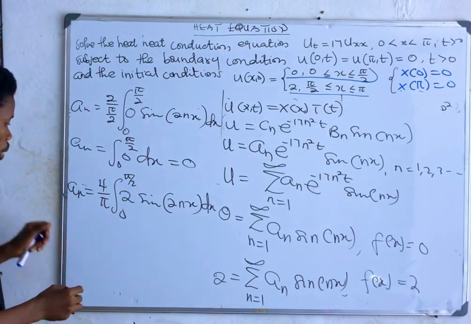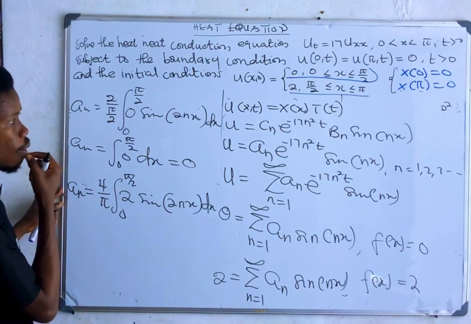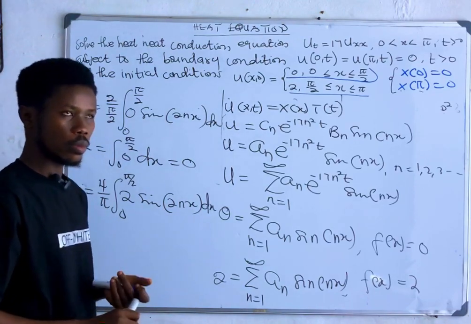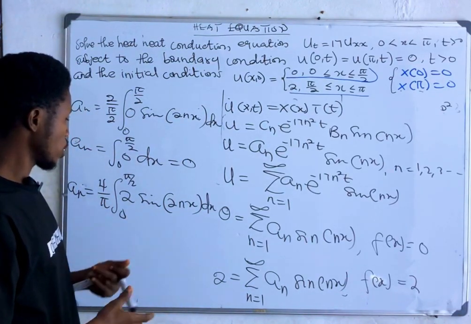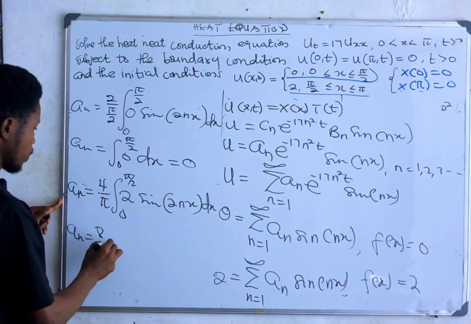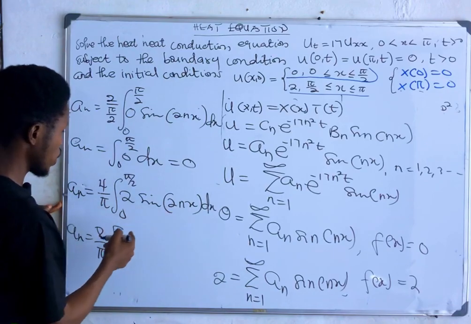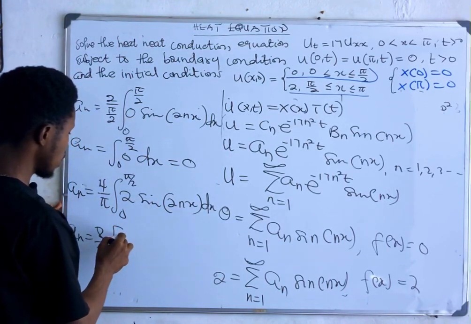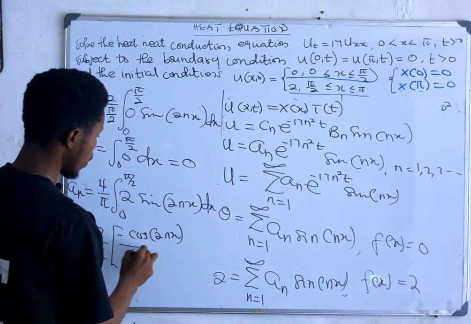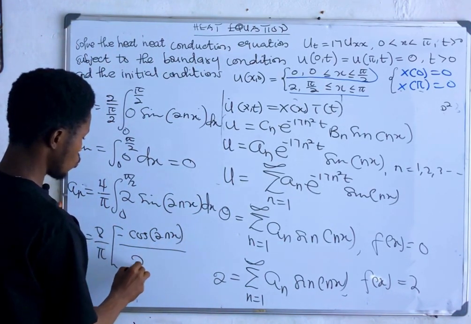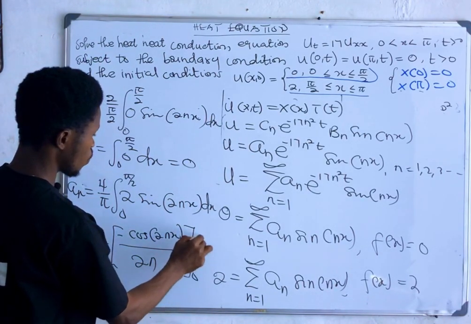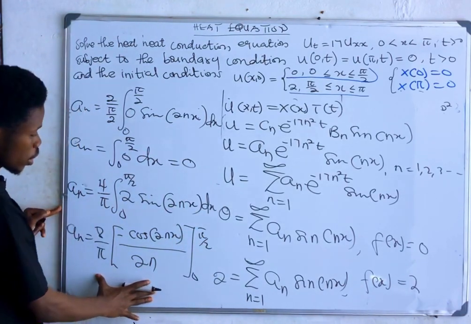Now we are going to integrate this one. I think this one you can integrate straight. If I multiply this one by this, I have a_n equals 8 over pi. If I integrate this, this will give us negative cos 2nx divided by 2n, from 0 to pi over 2, since when you integrate it, this is what you are going to get.